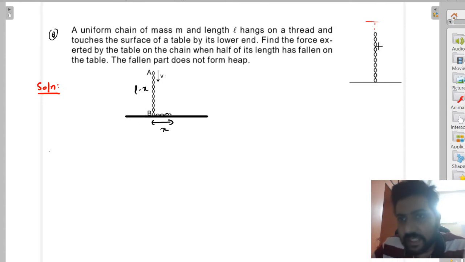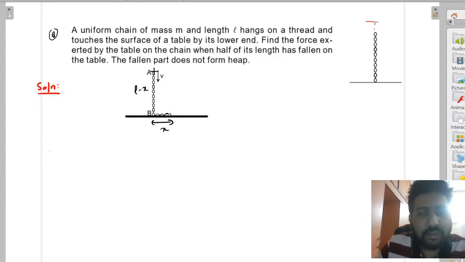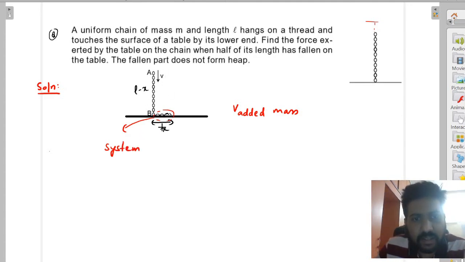Okay, so it is given that this part is falling, and as it falls, it does not form a heap. At any instant, we assume that the length of the chain on the ground is x, so the length of the chain still in air becomes L minus x. Now what will be the velocity of the added mass? Suppose this is your system, and the mass is continuously getting added to the system.